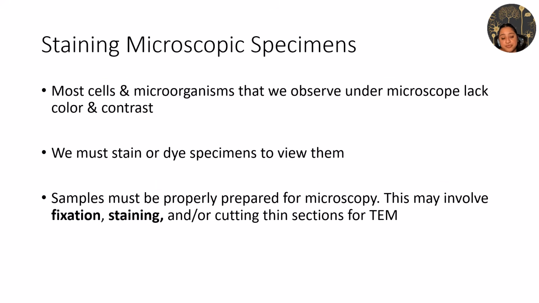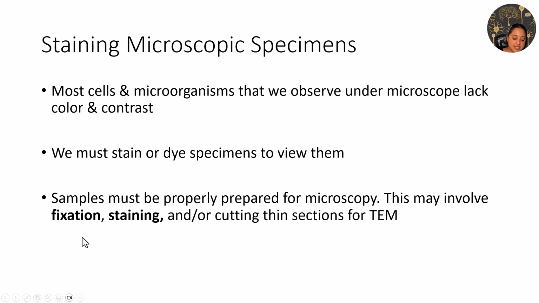Okay. So, like I mentioned, to be able to actually see microbes, you usually have to treat them with stains or dyes. Most cells or microorganisms that we observe under a microscope lack any color or contrast, so we have to add stains or dyes to be able to view them. And to add stains or dyes and not have it just wash all over the microscope, you have to properly prepare the specimens and samples so that you can do microscopy. So this may involve fixation.